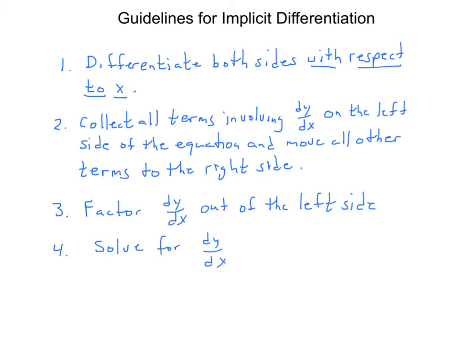Once we have everything with dy dx on the left, we're going to pull out that common factor. There will be a common factor of dy dx. So I'm going to pull that out from the stuff on the left-hand side, and then I can solve for dy dx by just dividing by the quantity. So you'll have a dy dx times some quantity. You divide both sides by that quantity, and you will have dy dx.